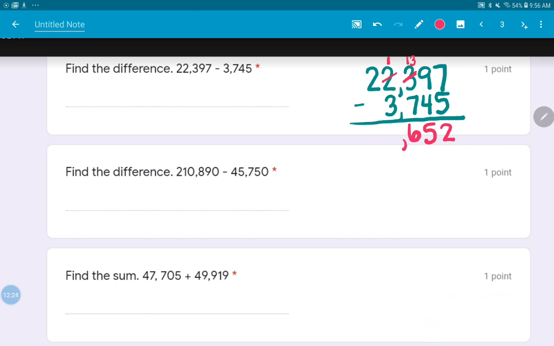Okay. And then 1 minus 3 you can't do, so you would have to cross out the 2 and then that'll be 11. 11 minus 3 is 8. Okay. And 1 minus nothing is 1. So very good. 18,652 is the correct answer.